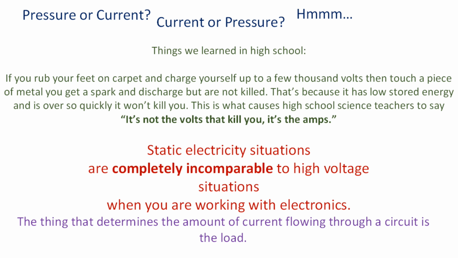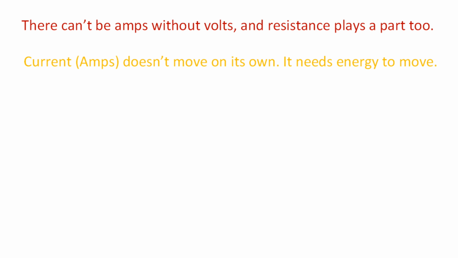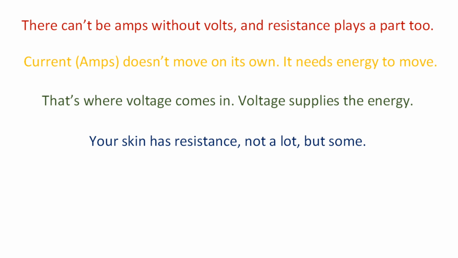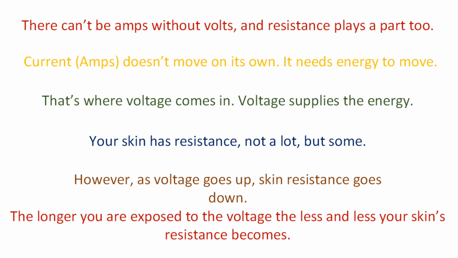The thing that determines the amount of current flowing through a circuit is the load. If you short out the circuit, you're the load. There can't be amps without volts. And resistance plays a part too. Your skin has resistance. Current doesn't move on its own. It needs energy to move. That's where voltage comes in. Voltage supplies the energy. Your skin has resistance, not a lot, but some. Less if it's wet. However, and here's the kicker right here, as voltage goes up, the skin's resistance goes down. The longer you are exposed to the voltage, the less and less your skin's resistance becomes.